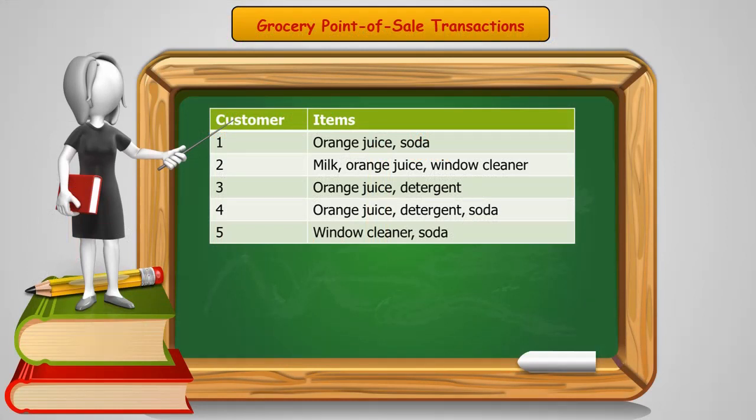So let's put together some sample data here. I've got 5 customers, and I can see what each one of them has purchased. So for example, customer 1 has purchased orange juice and soda. Number 2 has purchased milk, orange juice, window cleaner. 3 has orange juice and detergent. 4 is orange juice, detergent, and soda. And the 5th is window cleaner and soda.